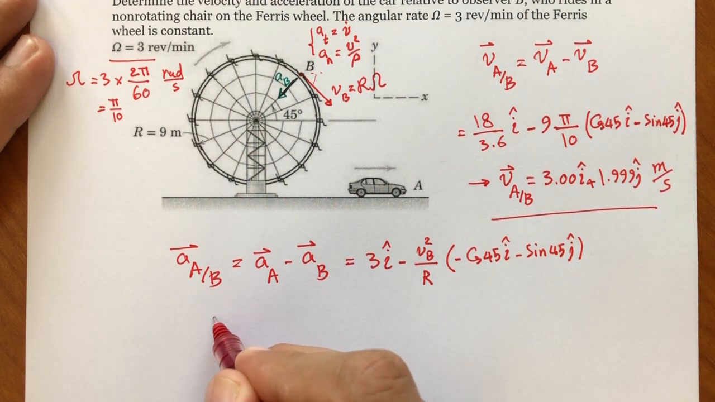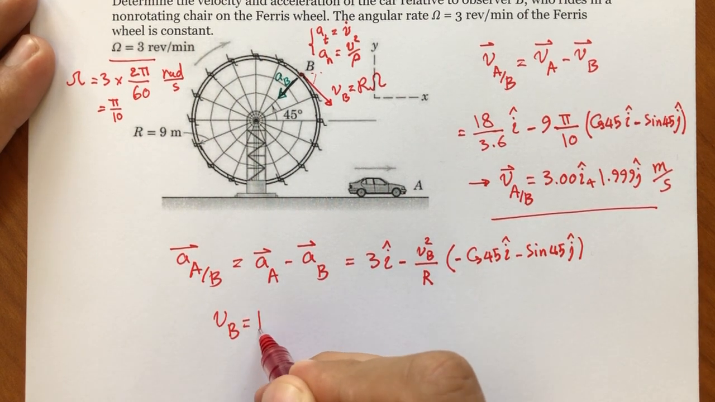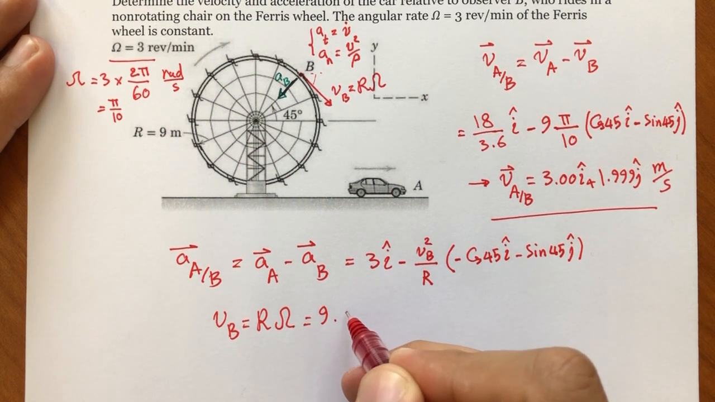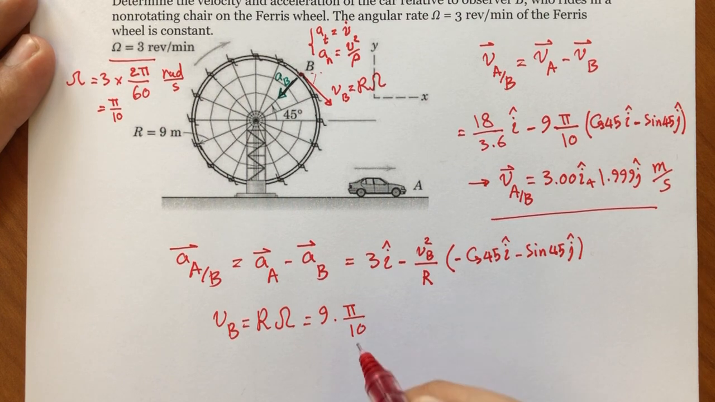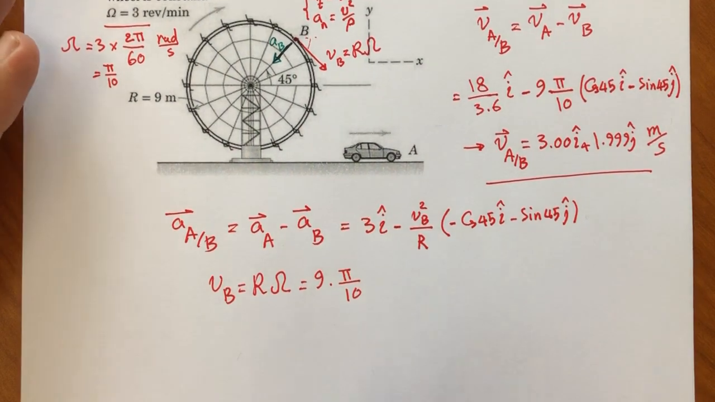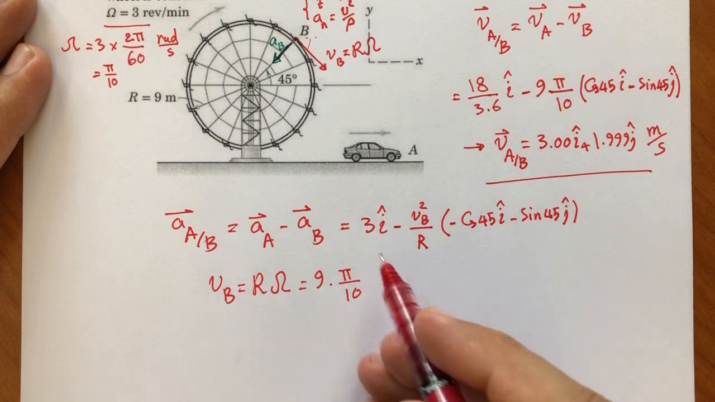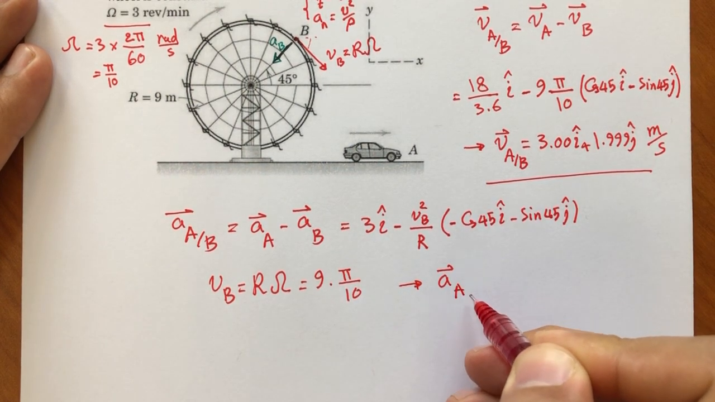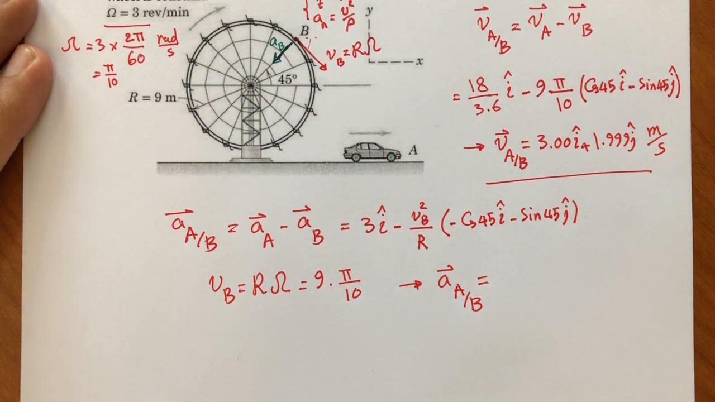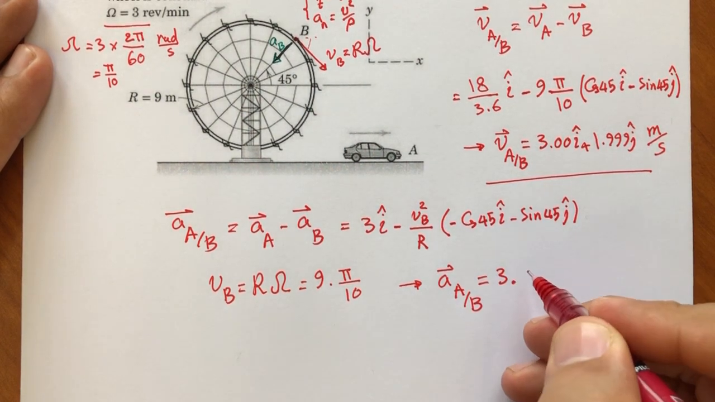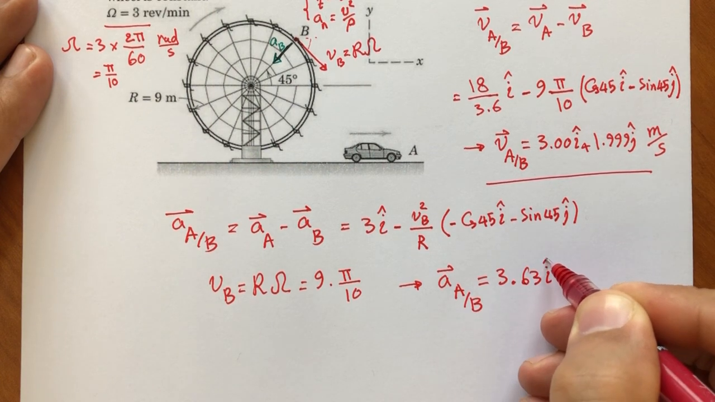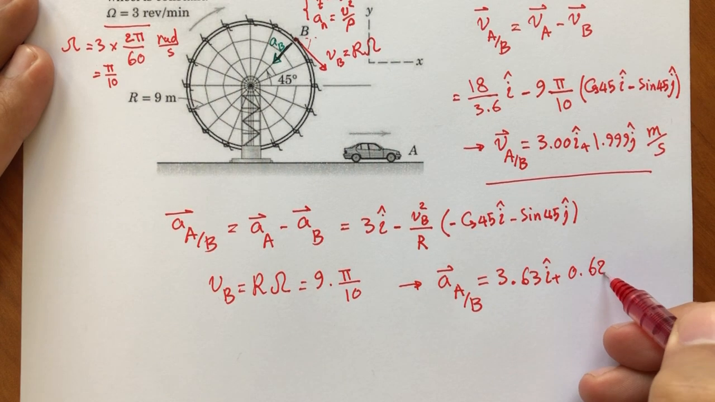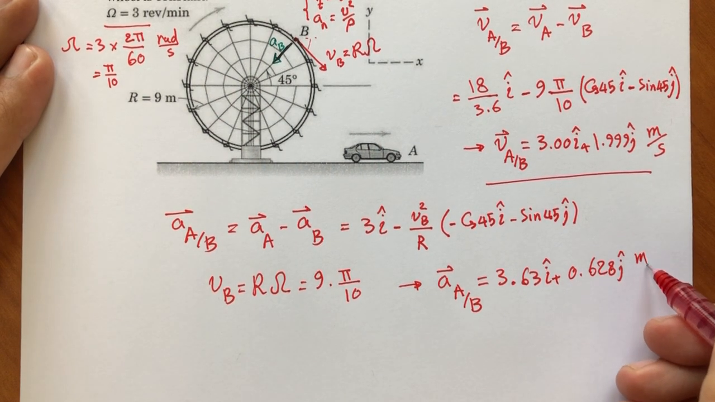Velocity of B is this. Let me write it again. Velocity of B is r times omega, or it's equal to 9 times pi divided by 10. We can replace VB with this. So if you do that and do the math, then acceleration of A with respect to B is going to be equal to 3.63 in the i direction plus 0.628 in the j direction, meter per second squared.